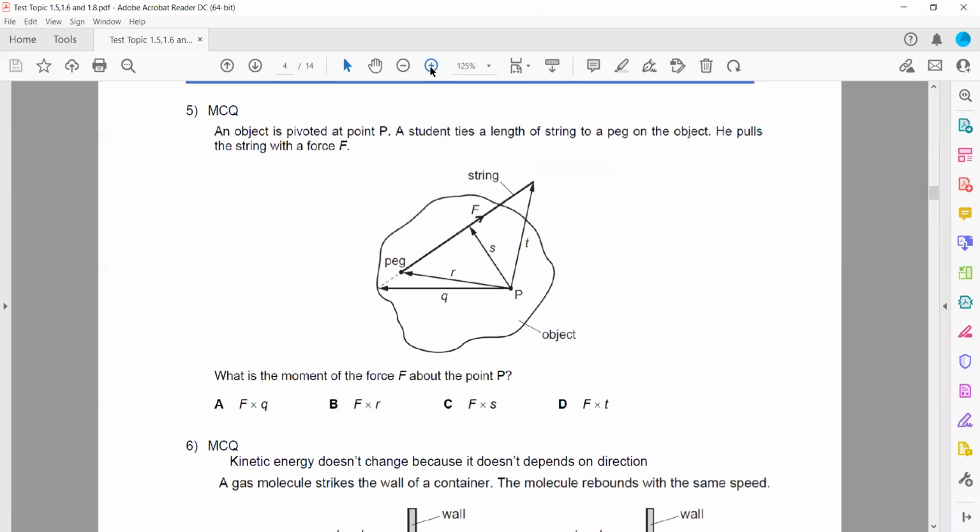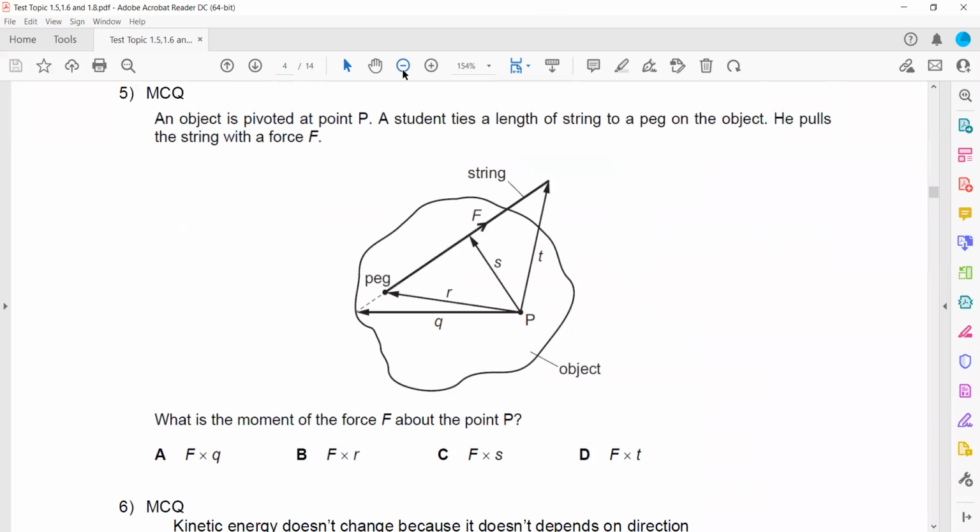Then question 5, an object is pivoted. A student tries to find the length of a string. She pulls by a force F. So we want to calculate a moment. Whenever we want to calculate a moment, moment is force multiplied by perpendicular distance. So what is the perpendicular distance between the force and the pivot? If this point is a pivot, here is a force, so the 90-degree distance is S. So the moment will be F into S. So we always take the perpendicular distance between the force and the pivot.